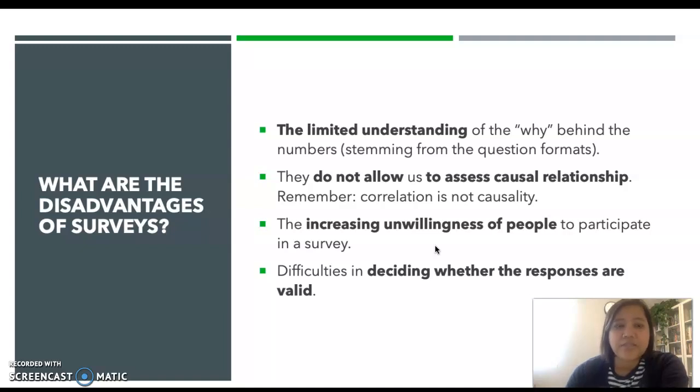And then there's the difficulty in deciding whether the responses are valid. One thing that we understand is that people lie all the time, and people want to give a very good impression when they answer surveys. So it is very hard for us to actually know whether people are telling the truth or not. So this is something that we need to take with a grain of salt when we are receiving all the responses from our respondents.